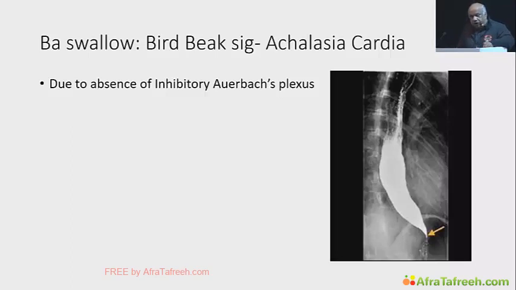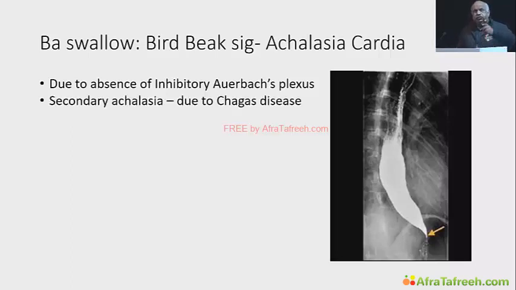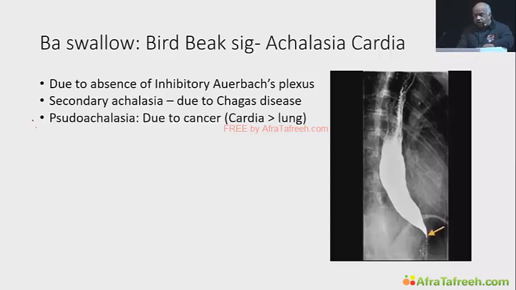So this is inhibitory Auerbach. Number two, this is called primary achalasia. What's secondary? Caused by infection, Chagas disease. And what is pseudoachalasia? This also is an MCQ. This is due to cancer. Some cancers of surrounding areas, not esophageal cancer: lung cancer, cardiac. Remember, cardiac cancer is the most common cause of pseudoachalasia, a very old question. Pseudoachalasia is due to cancer; they interfere with the motility. Which cancer? Cardiac, lung, pancreas, any surrounding cancer.